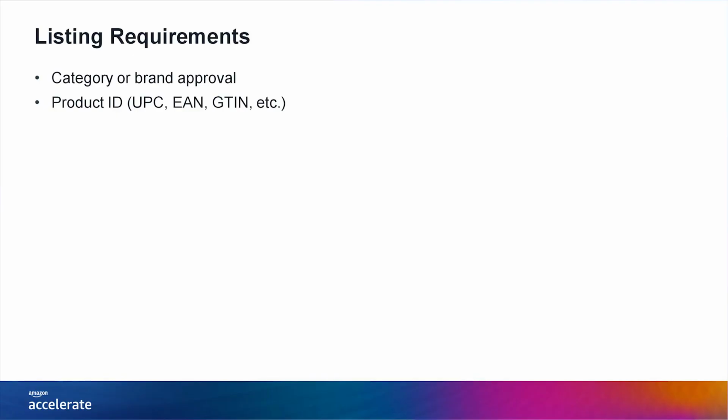The listing is your opportunity to communicate with the customer and tell them everything they need to know to buy with confidence. There are two important factors when creating or matching to an existing listing. First, checking for any category or brand approval that may be needed. And second, ensuring you have a product ID code such as a UPC, EAN, or GTIN.